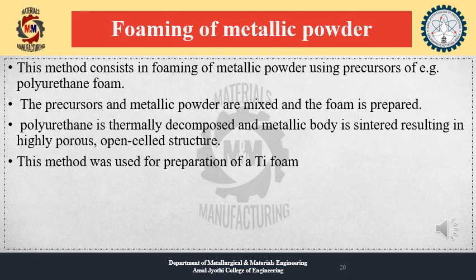Foaming of metallic powder. This method consists in foaming of metallic powder using precursors, for example polyurethane foam. The precursor and metallic powder are mixed and a foam is prepared. Polyurethane is thermally decomposed and the metallic body is sintered, resulting in highly porous open-celled structure. This method was used for preparation of a titanium foam.